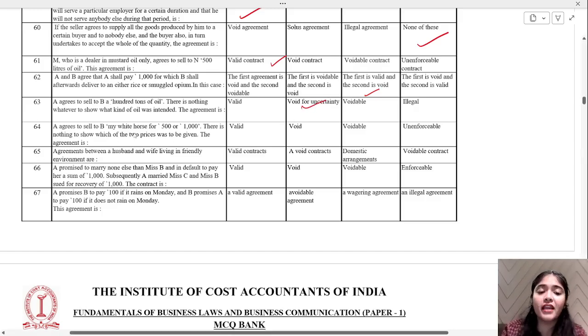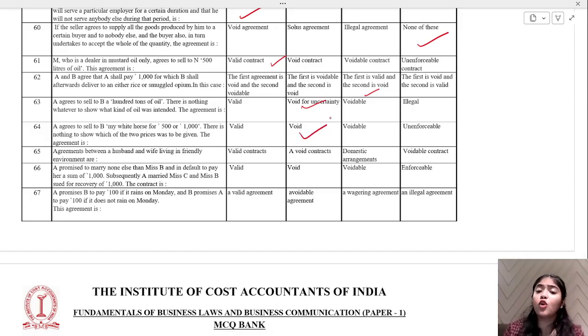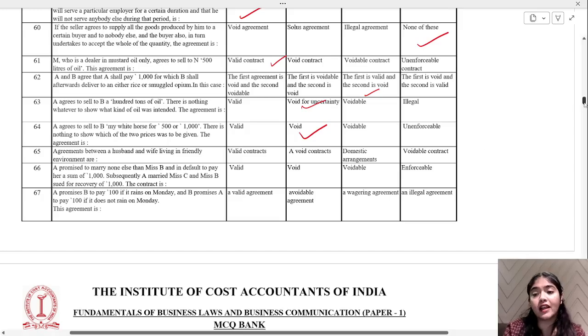A agrees to sell B my white horse for 500 or 1000. There is nothing to show which of these two prices are to be given. Valid, void, voidable, unenforceable? That's a void contract. When you're not sure about the price, that is directly a void contract.